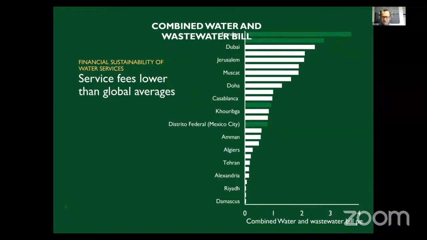In order to sustainably run a water utility, there needs to be enough income in order to pay for the services that are provided. And in many places within the region, the cost of water is just far too low to pay for a viable water utility.